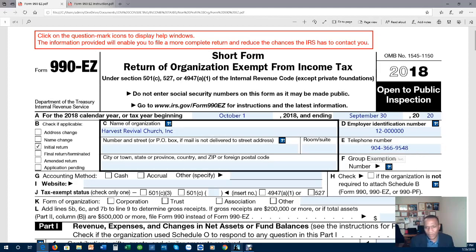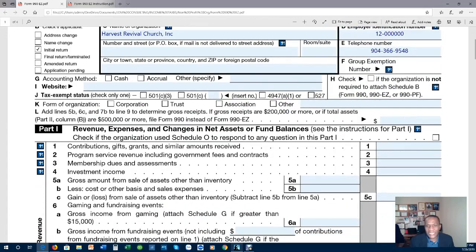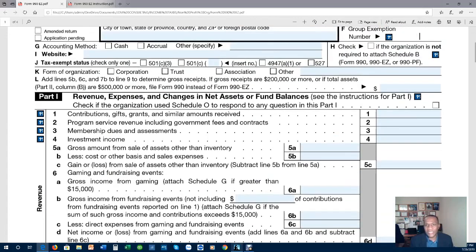Okay, now section G of the form. On section G, you would indicate whether you are a cash basis taxpayer or accrual basis, when income is recognized, or any other basis you would put here if it is not cash or accrual basis.